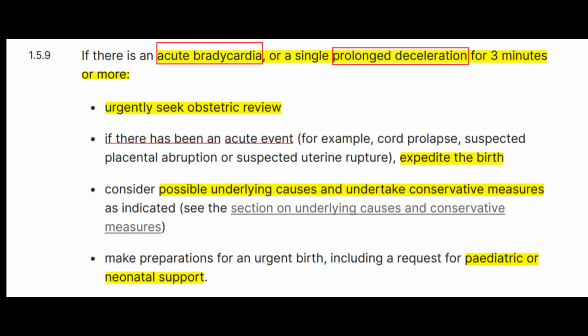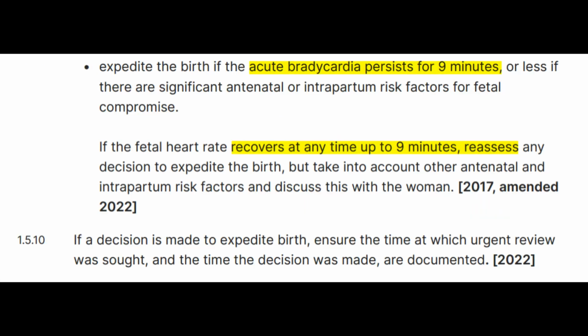If there has been an acute event, for example, cord prolapse, suspected placental abruption, or suspected uterine rupture, expedite the birth. Consider possible underlying causes and undertake conservative measures as indicated. Make preparations for an urgent birth, including a request for pediatric or neonatal support. Expedite the birth if the acute bradycardia persists for 9 minutes, or less if there are significant antenatal or intrapartum risk factors for fetal compromise.